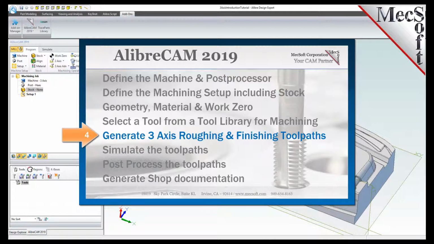Then, we'll move on to our parallel finishing toolpath. Then, a 3-axis radial toolpath with containment. We will simulate the toolpaths, post-process the toolpaths, and then generate shop documentation.